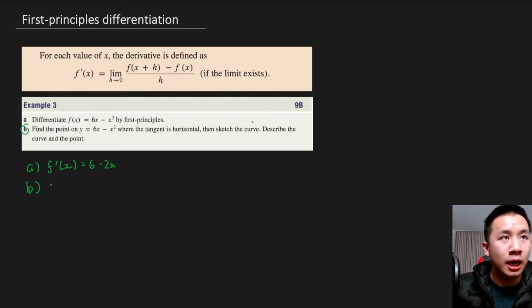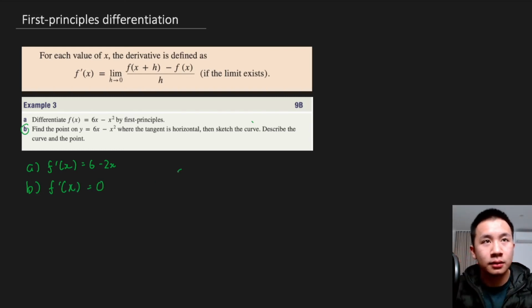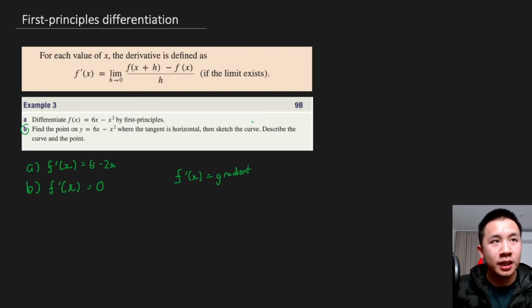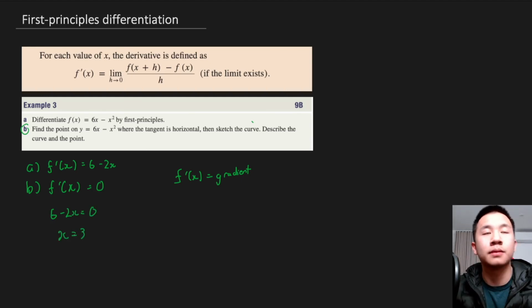So maybe if I just write out the working out, it would make a lot more sense. What it's asking for is, you're trying to find out where f dash x is equal to 0, because f dash x is the gradient. f dash x equals gradient. And so if I just sub in f dash x from earlier, we have 6 minus 2x equals 0. And if you solve it, you should get x is equal to 3.